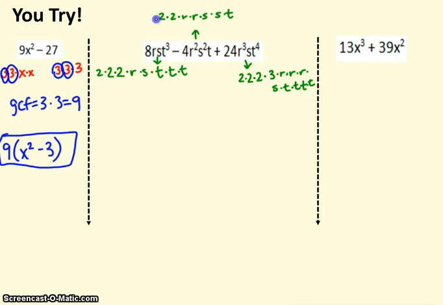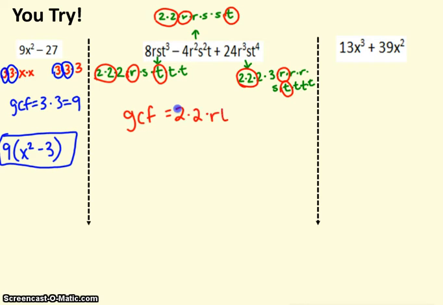Alright, so we share two 2s here, two 2s here, and two 2s here. We share an R all the way across the board in all three terms, and we share a T in all three terms. So we have to look for the GCF in all three terms for this one. So it would be 2 times 2 times R times T, which is 4RT. Oh, wait, I forgot. There's an S for all of them as well. So it's actually 4RST.